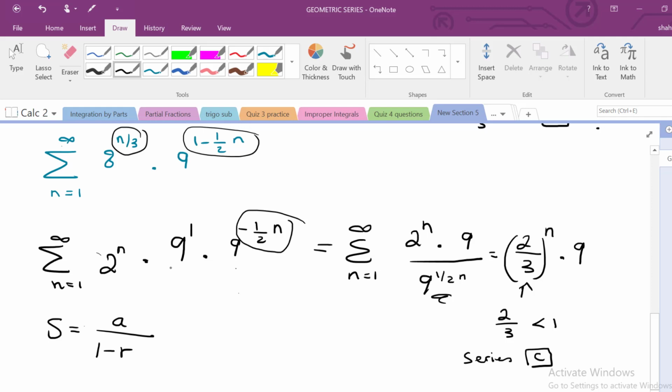So how do you find the first term? You simply substitute n by 1, since it starts from 1. If the series starts from another number, then you substitute using that number. So it's basically 9 times 2 over 3 divided by 1 minus 2 over 3. And if you plug that in your calculator, the sum of your series will be 18.